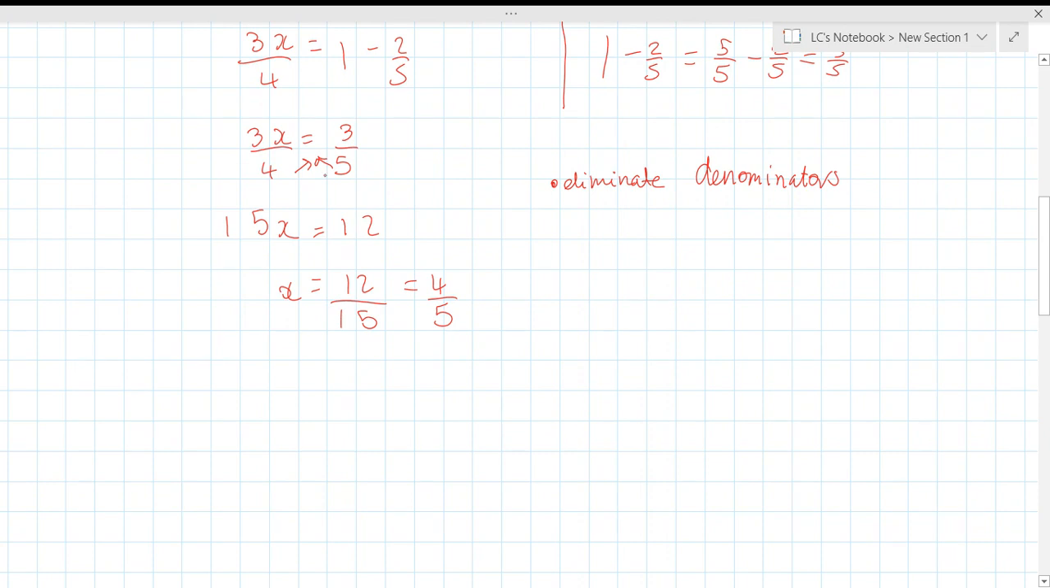Doing this process, by the way, is called cross multiplication. I might write that down, because I do refer to that quite a lot in multiple topics.